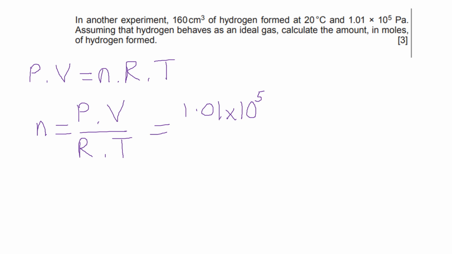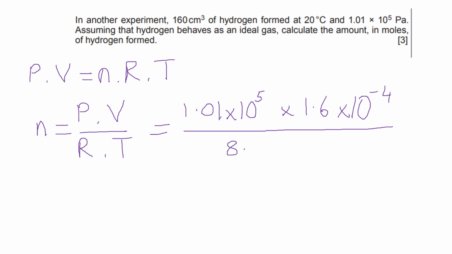The volume is 160 centimeters cubed. Now, it needs to be in meters cubed, so we're going to divide 160 by 1,000,000. Which comes out as 1.6 times 10 to the minus 4, because it needs to be in meters cubed. These conversions are on your data sheet, so do check that if you're not sure. R is just the gas constant, which is 8.31. And then the temperature is 20 degrees. We have to add 273. So that's 293.